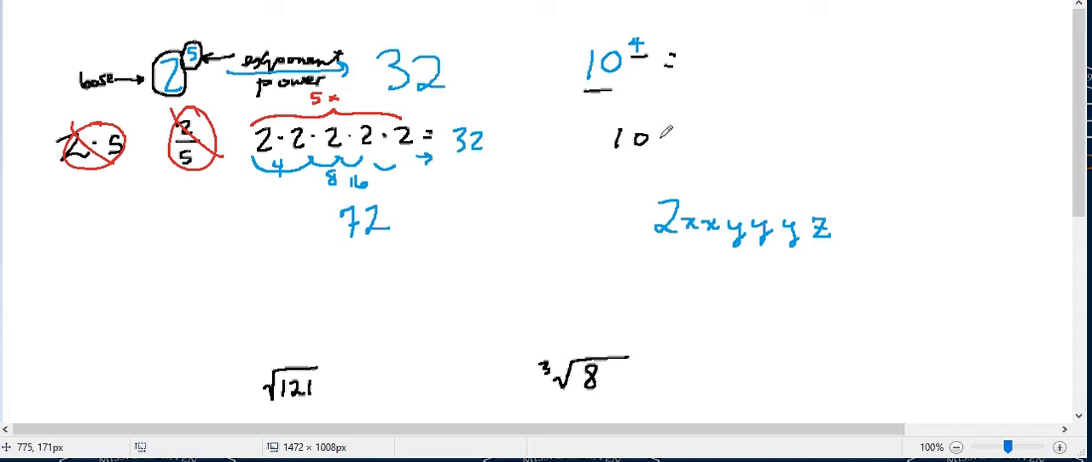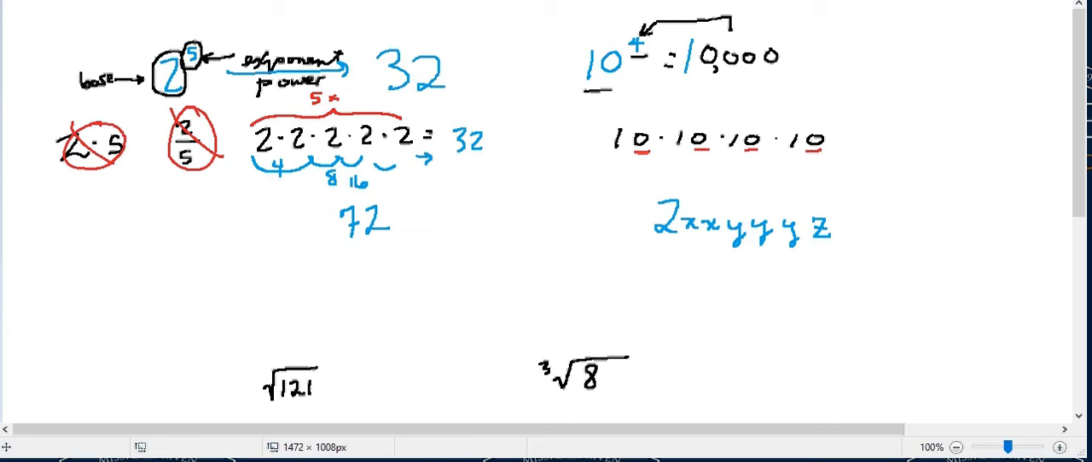What does that equal? 10 times 10, 4 times. So 10 to the 4th. 10s are nice and easy because you just do as many zeros in your answer as there is exponent. I say it's 1 with how many zeros? 4 zeros. What's that number? 10,000.